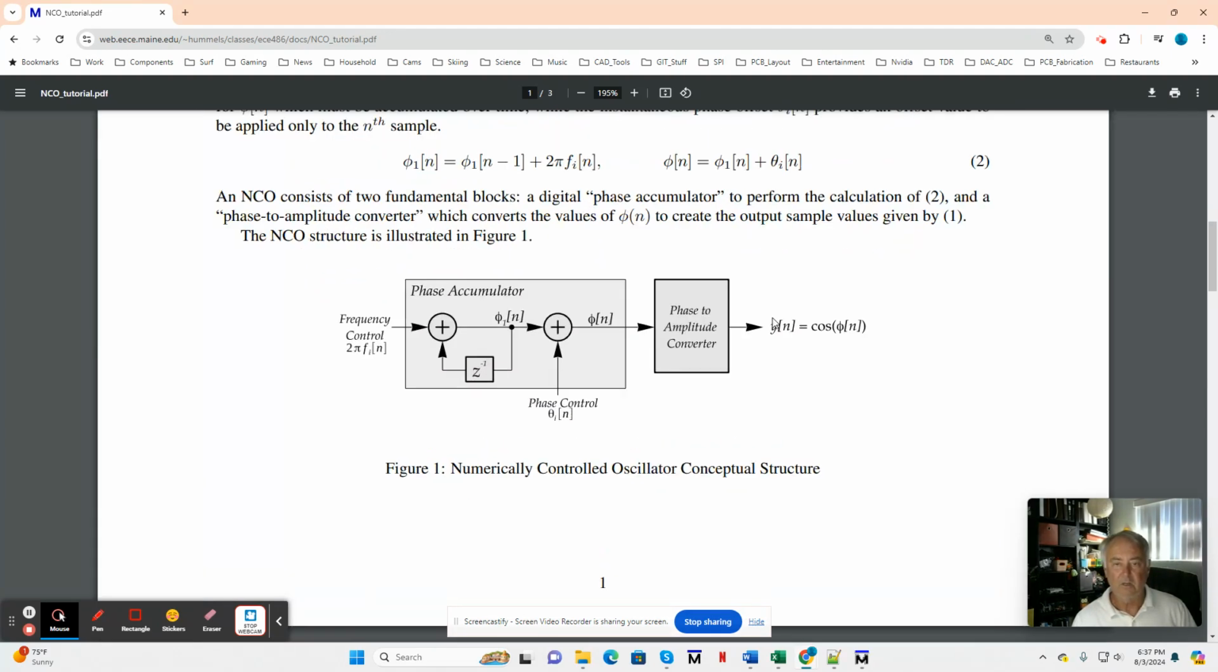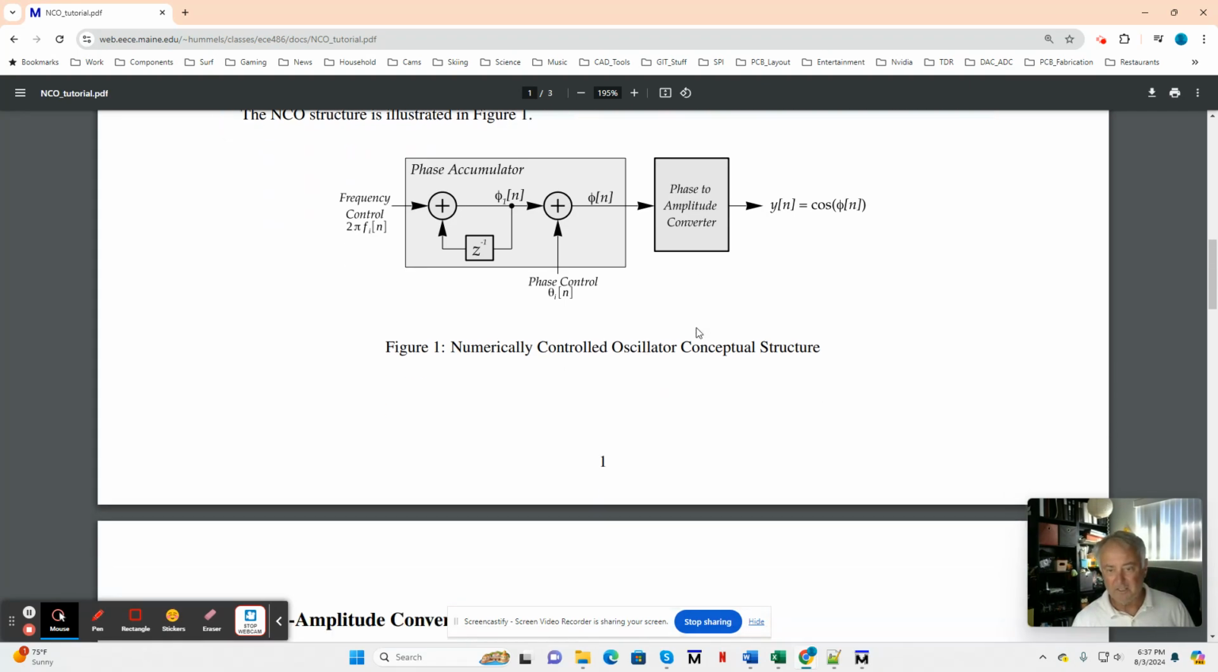The core of a numerically controlled oscillator is something called a phase accumulator. It's just an adder. In the implementation I will show you, we use a 32-bit adder, and we take the upper 12 bits of that adder and we drive what's shown in this block diagram as a phase to amplitude converter. Well, what is that?